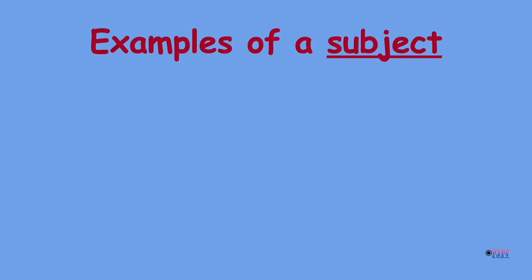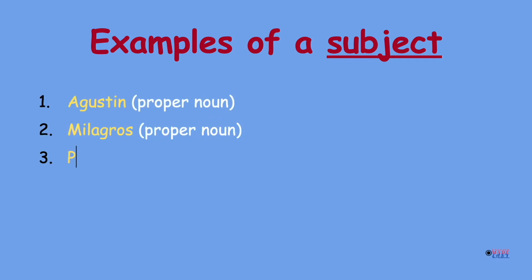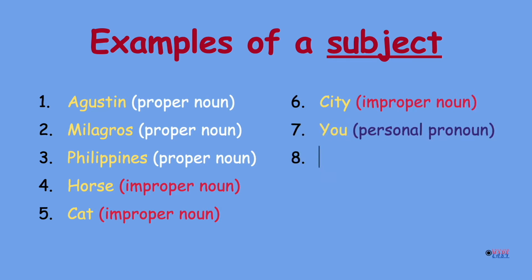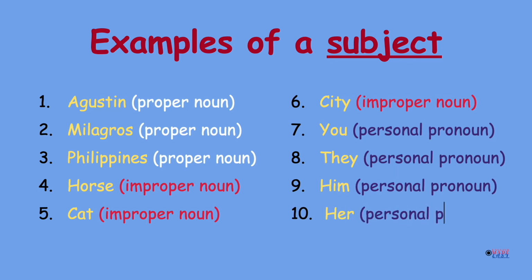Now, let's have a look at the following examples, and let's identify what kind of subject is each one of them. Do remember that a subject can be a noun, which can either be a proper noun like Agustin, Milagros, or Philippines. It can also be a common noun like horse, cat, or city, or a personal pronoun such as you, they, him, or her.